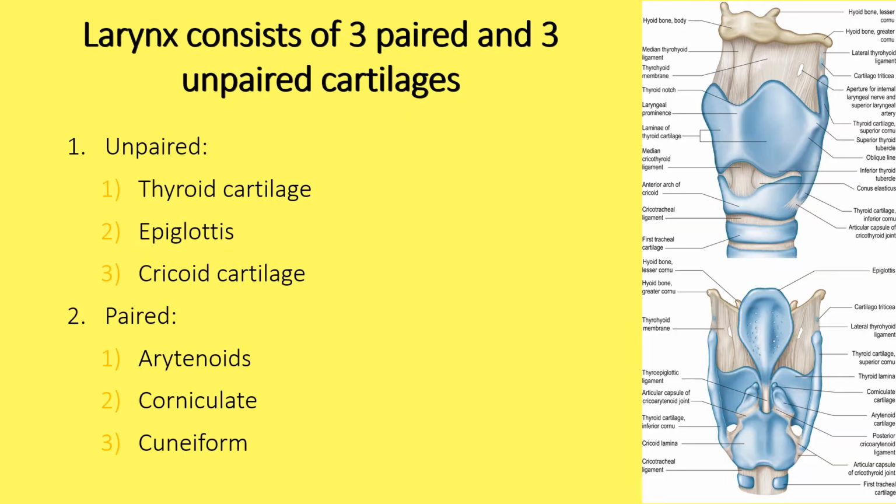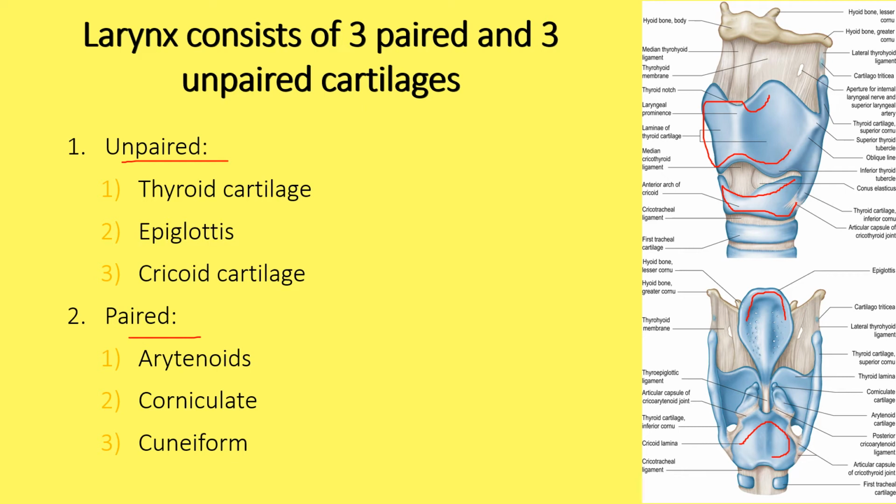Like I mentioned to you earlier, the larynx consists of cartilages and the membranes. And now we're going to look at one by one what are the cartilages of the larynx. So it has 3 unpaired cartilages and 3 paired cartilages. So we have the thyroid cartilage, the big one here, and you have the epiglottis, and we have the cricoid cartilage. And this is cricoid cartilage here. So this is your anterior cricoid cartilage, and this is the posterior part of your cricoid cartilage.